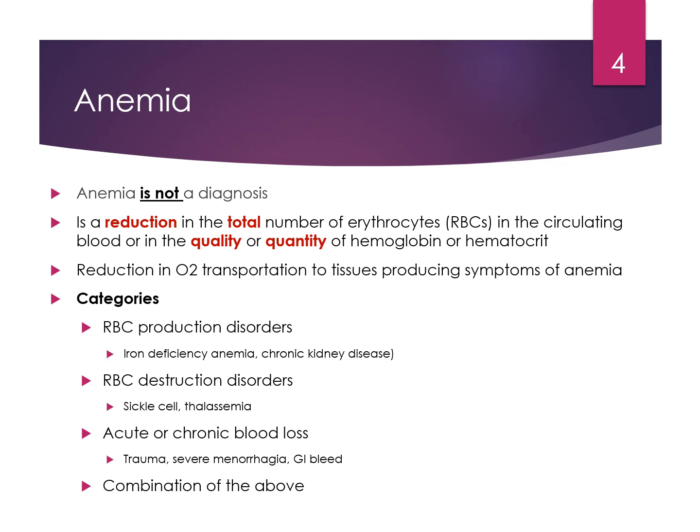In your book, they classified anemia into 3 categories. I have added a 4th, but I think this helps to organize anemia. The classifications are RBC production disorders. Think about our iron deficiency anemias, chronic kidney disease. The second one is our RBC destruction disorders, sickle cell, thalassemias. Then, of course, we have acute or chronic blood loss. That can come from trauma and GI bleeds or even severe menorrhagia. Or the 4th category that I added was a combination of the above.